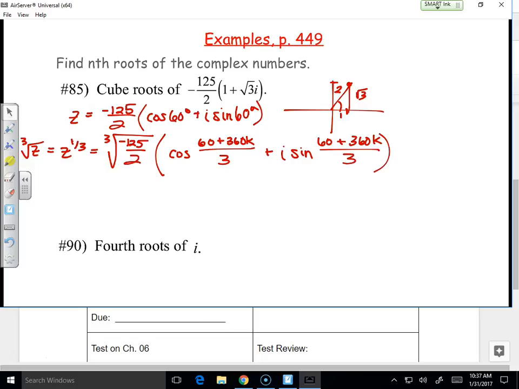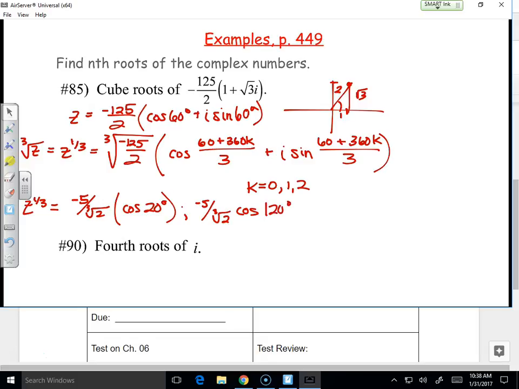So how do we do this? Well, K starts at 0, 1, 2. Those are the only K's we're going to use. And then I plug in everything. So we end up with z to the 1/3. Cube root of 125 is negative 5 over cube root of 2. That's gross. Times cosine of 60 over 3, which is 20. Negative 5 over cube root of 2, cosine of 60 plus 360, that's 420, and 420 divided by 3 is 120.